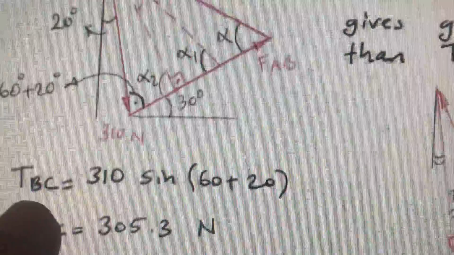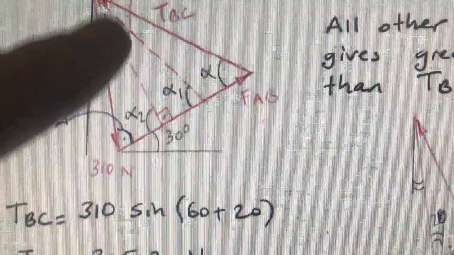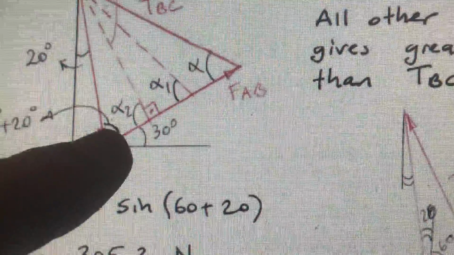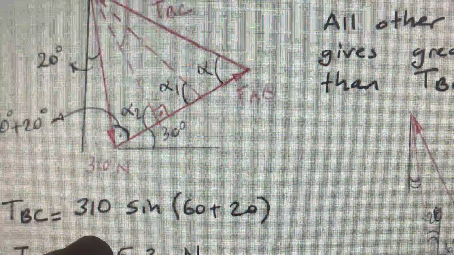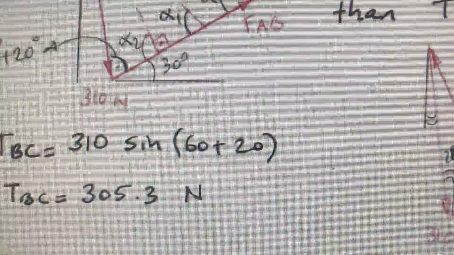Okay? So TBC, this is the tension BC. Remember, this is the angle here. It is going to be 310 sine 80. That's going to give you 305.3 Newton.